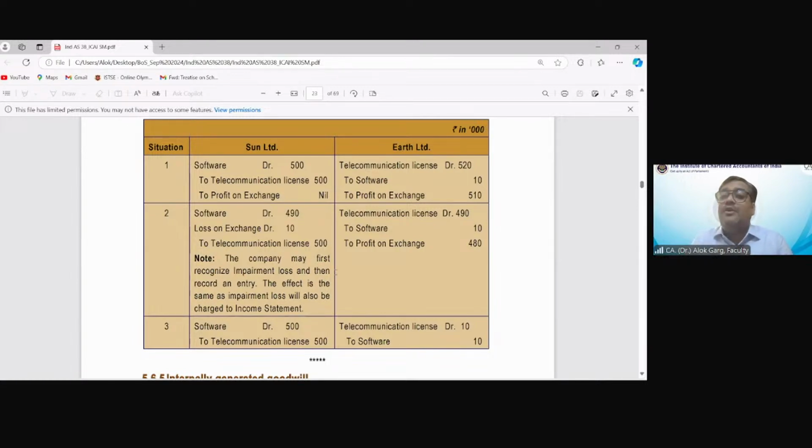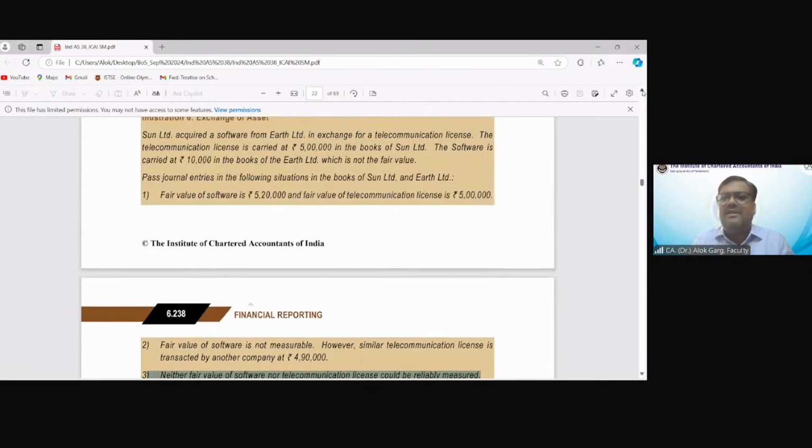Friends, now you need to solve this question from the perspective of Earth Limited. What is Earth Limited acquiring? Telecom license. What is Earth Limited surrendering? Software. What is the WDV of the software in the books of Earth Limited? 10,000. It is given in the question. So friends, in the first situation, think from the perspective of Earth Limited. Now you are not the sun, you are the earth. Come to the ground. You are Earth.